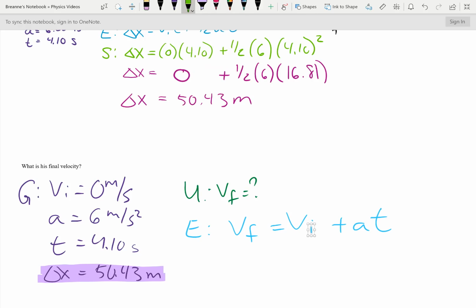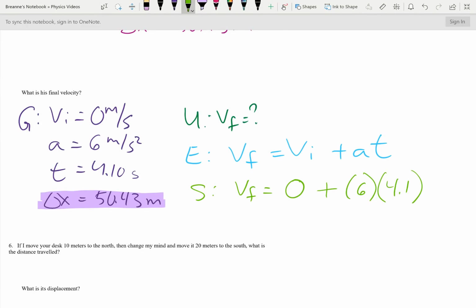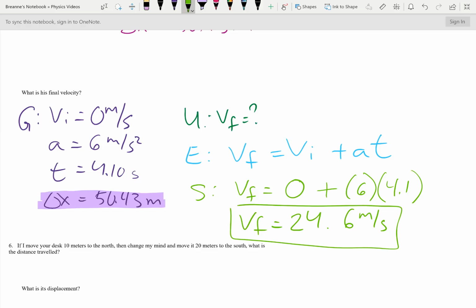Now we're just going to substitute. We're looking for our final velocity. Our initial velocity is 0, our acceleration is 6, and our time is 4.1. Now, it's just math. It's just algebra. So 0 is still 0. 6 times 4.1 gives you 24.6 meters per second. There we go.